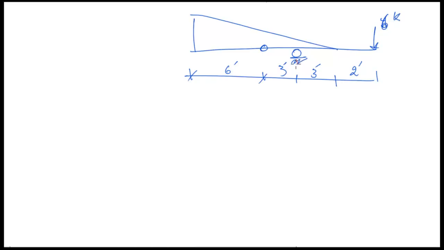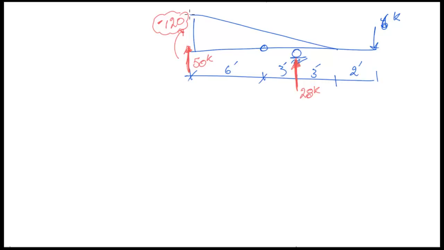Now I'll use the red color to represent the reactions. So what do I have here? At this one, at B, I have 28, I believe, yes. And in here I will have 50. And in here I will have the 120. Is it in this direction? Yes, it's 120, but I will remind myself it's a negative 120.